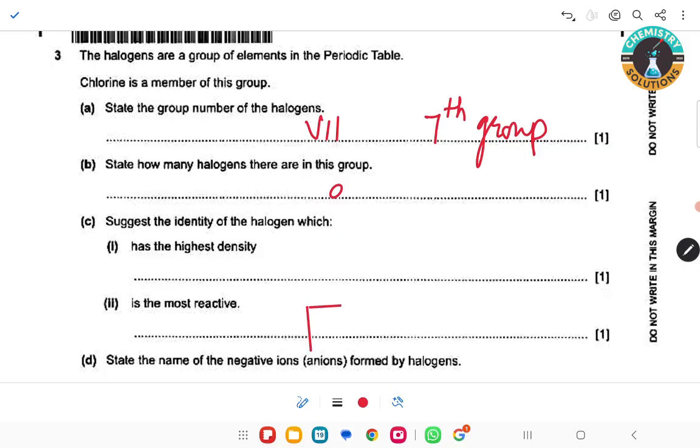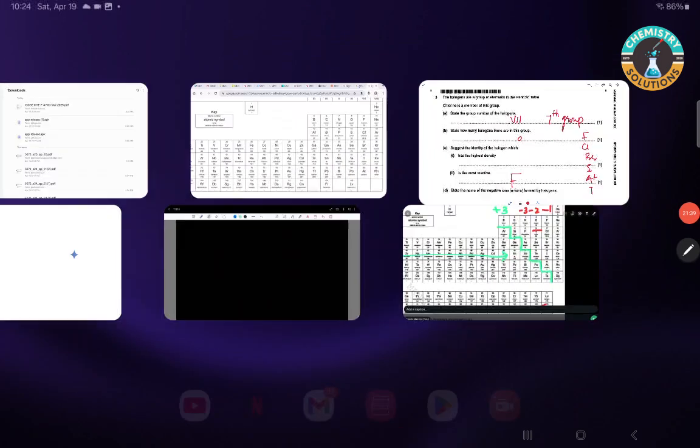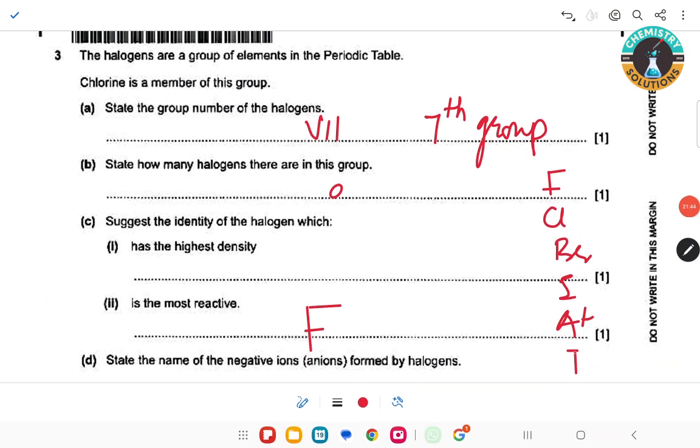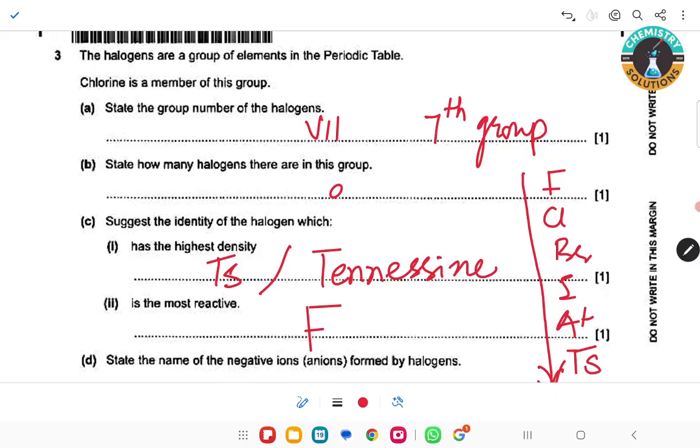Suggest the identity of the halogen which has the highest density and the most reactive. Fluorine is present at the top of the group. Fluorine, chlorine, bromine, iodine, astatine, and let me check the symbol of tennessine, Ts. Always remember, as we go down the group, the density of the elements increases. So the one with the highest density will be our new element, tennessine. And fluorine is the most reactive.